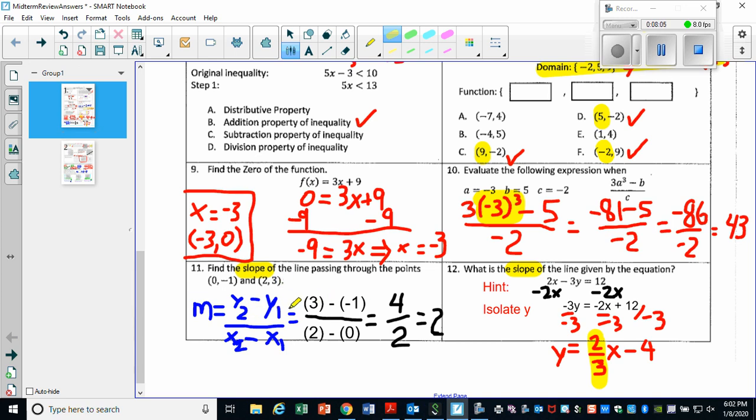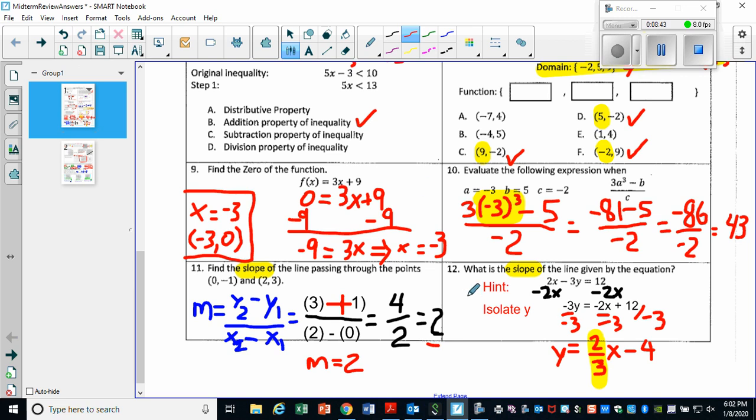y2 is 3 minus, this is again why you need to put parentheses around your substitutions. You're substituting a -1. So what happens when you put minus negative makes this part positive. So you're really adding 3 plus 1, which gives you 4. And 2 minus 0, 2. Simplify 4 divided by 2. Your slope is 2. So m would equal 2 for number 11. This is your final answer. If you want to also write m equals 2, I'm good with that.